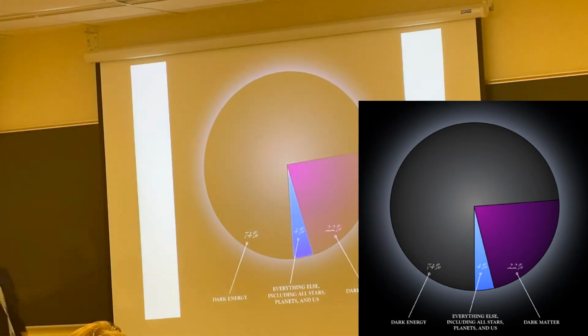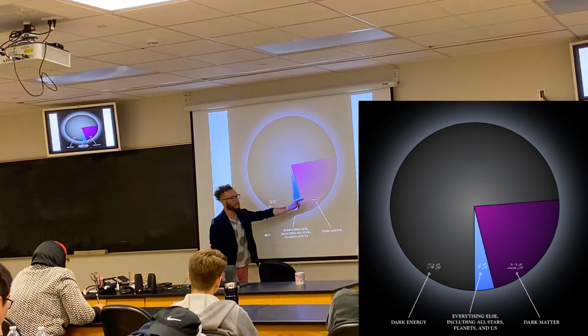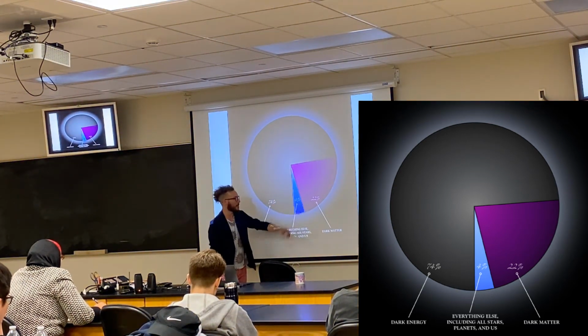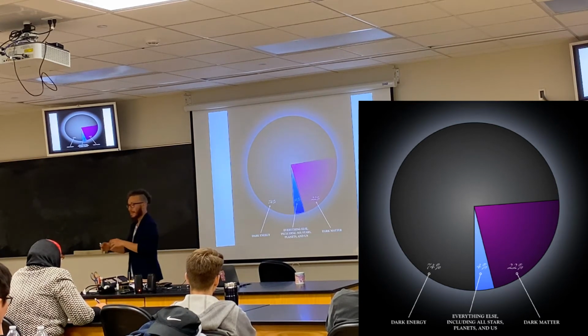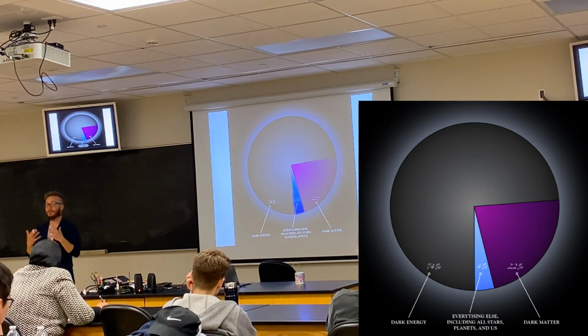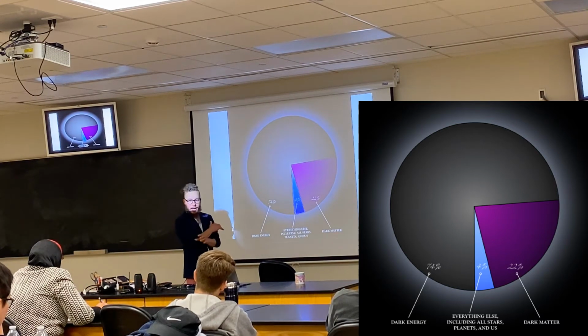But the point is, it's been shown conclusively that our universe is composed of approximately 20% dark matter. This is kind of an old figure, I should probably update it too. 70% dark energy, which we're going to see is very important for the evolution of the universe. And everything else, everything that you've ever seen.